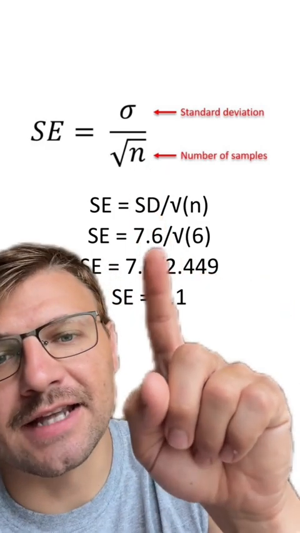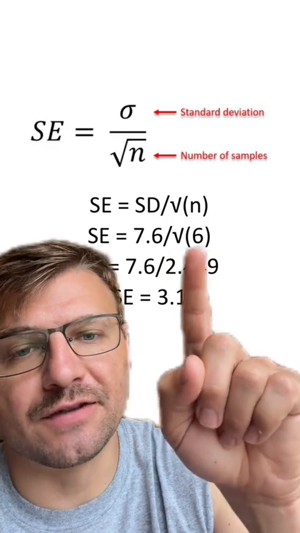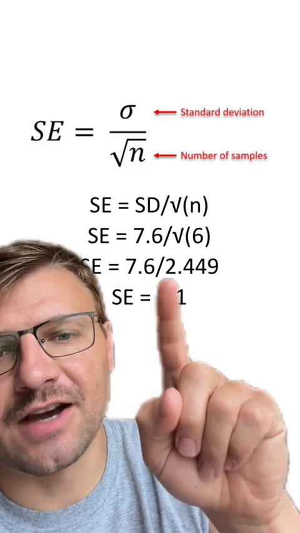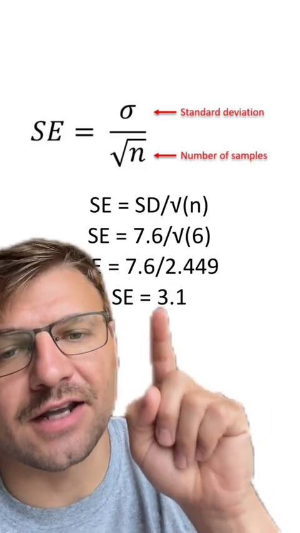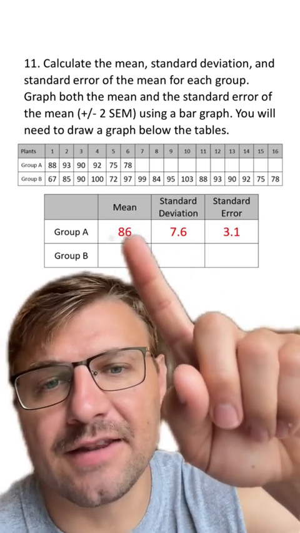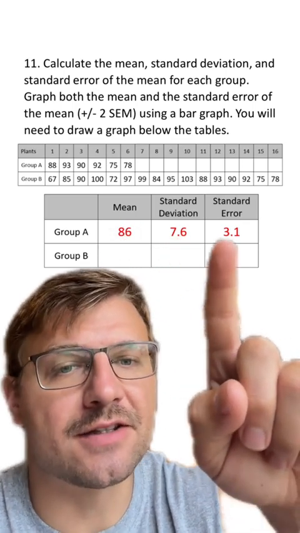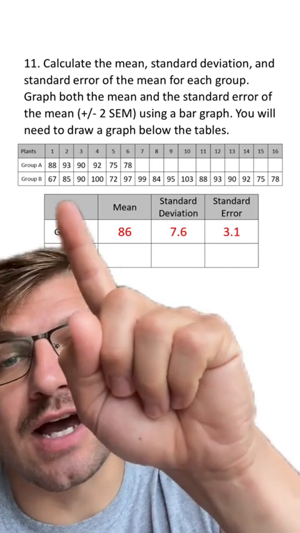So again, we're going to add in 7.6, which is our calculated standard deviation, and divide it by the square root of 6. Square root of 6 is 2.449, and that means 7.6 divided by 2.449 is 3.1. So this is our standard error of the mean. So I calculated the mean is 86, our standard deviation, remember, is 7.6, and our standard error of the mean is 3.1. Now we have to do the same thing to the other set of data.